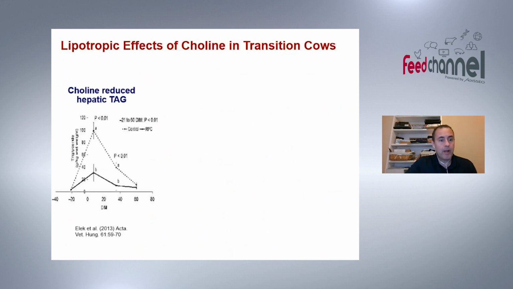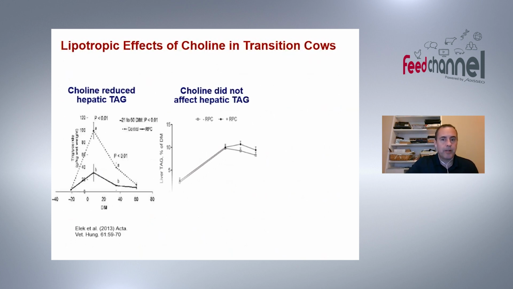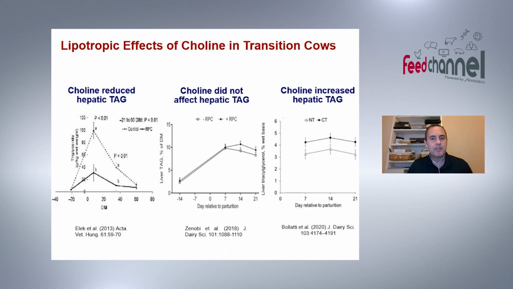Now let's look at what happens when we feed this through the transition period. Here I have 3 experiments that show different responses. In the first one, the concentration of triacylglycerol in the hepatic tissue was less for the choline-supplemented cows. In the second one, there was no difference. In the third one, choline-supplemented cows actually had greater concentration of triacylglycerol.